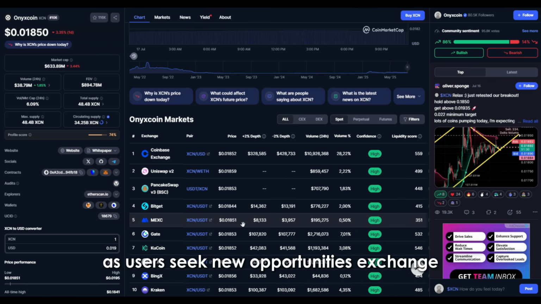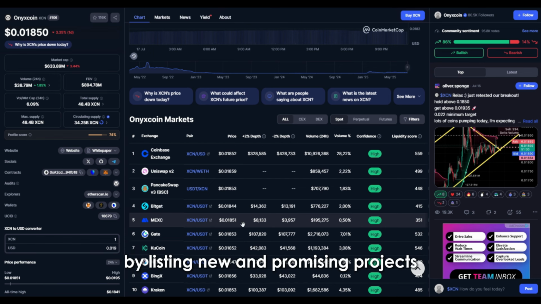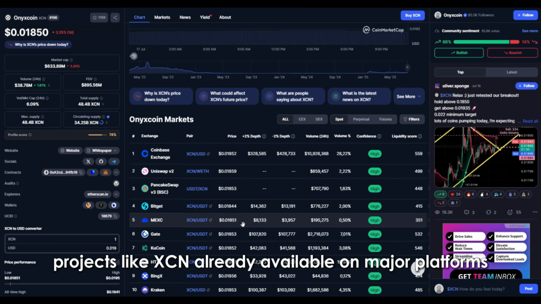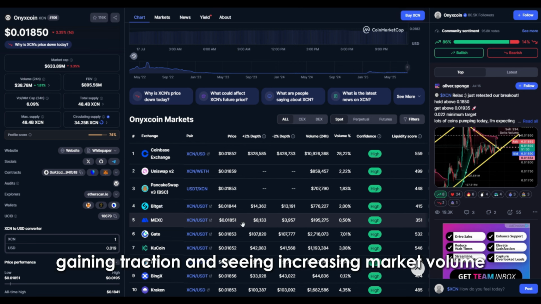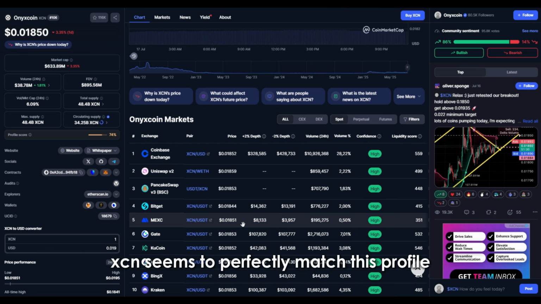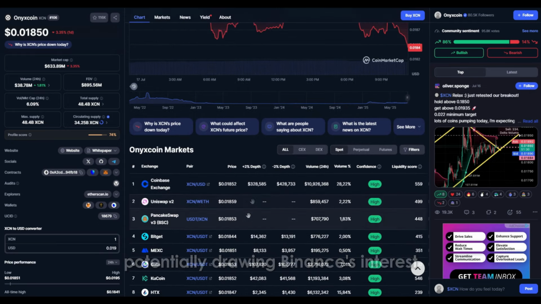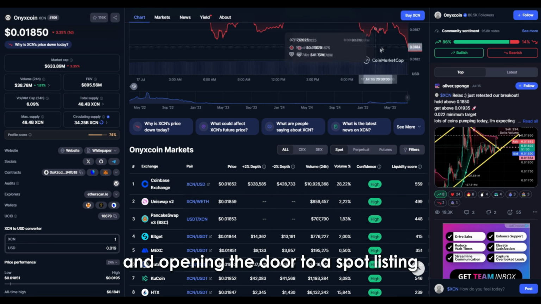As users seek new opportunities, exchanges also aim to boost trading volume and user engagement by listing new and promising projects. In such a scenario, projects like Xcn, already available on major platforms, gaining traction and seeing increasing market volume, tend to come to the forefront. Xcn seems to perfectly match this profile. During a bull phase, it could attract increased attention from investors, potentially drawing Binance's interest and opening the door to a spot listing.